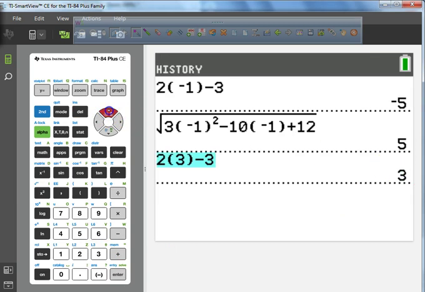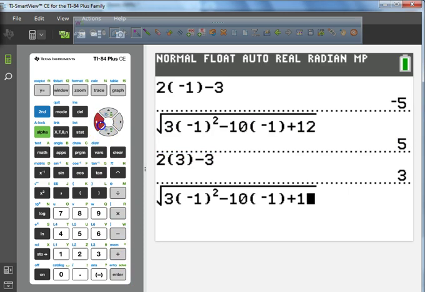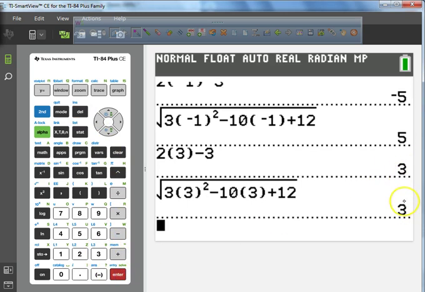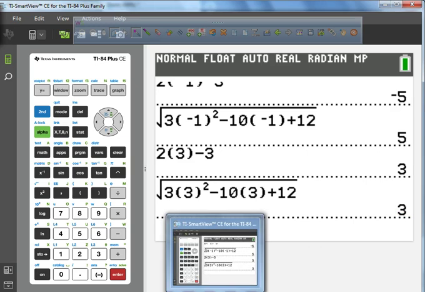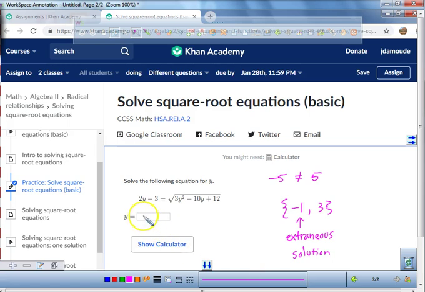I'm going to scroll up, grab this right there. Inside of this parentheses, what am I going to type in? 3. And over here, I'm just going to type in a 3. Press enter. What do you get? 3. So when you plug it in, it works. Okay? So what does that mean? Our final answer is what? 3. So I'm going to put y equals 3. That's what I'm going to type in to check it.